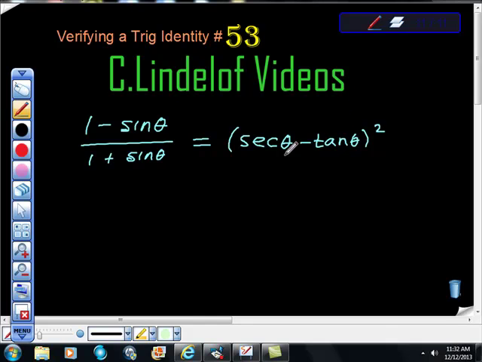I'm not going to manipulate this side, but I do need to rewrite it because I want you to be able to see it. If you were to square this, remember this is called an LHS, a left-hand side proof, and you're not supposed to manipulate the right-hand side. All I want to do is show you what it equals. So secant theta minus tan theta, this whole thing squared, would equal secant squared theta minus 2 secant theta tan theta plus tan squared theta. So this is not my manipulation.